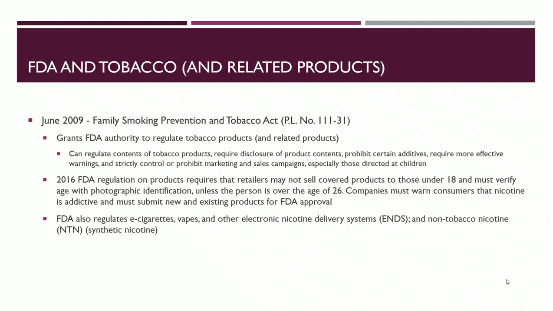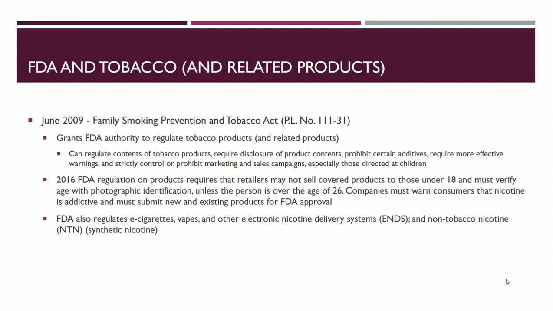In 2016, it also expanded to more products. Retailers may not sell covered products to those under 18, so an age restriction went on there. They must verify that age with photograph identification, unless the person is over the age of 26. So you kind of have to start looking at people and seeing how old they look. Companies must also warn the consumer that nicotine is addictive and must submit new and existing products for FDA approval. The FDA has been working on that for years. They got a ton of products.